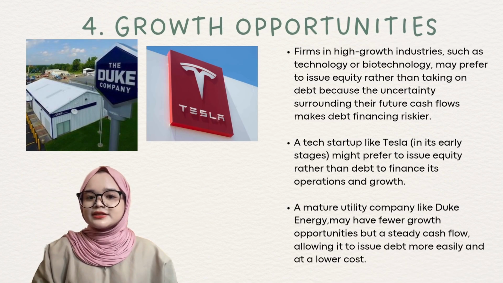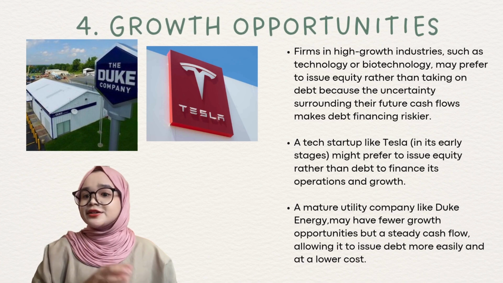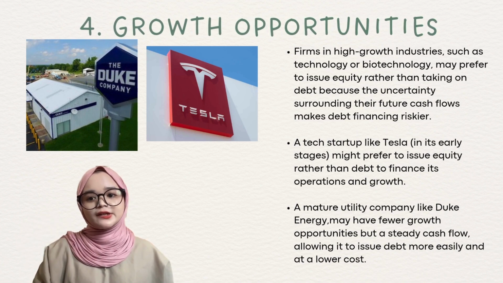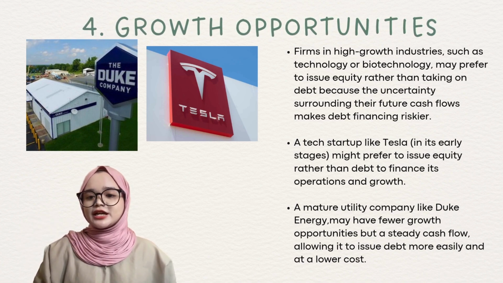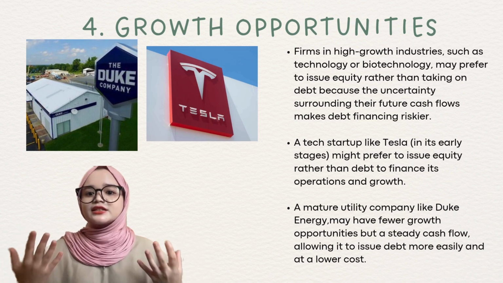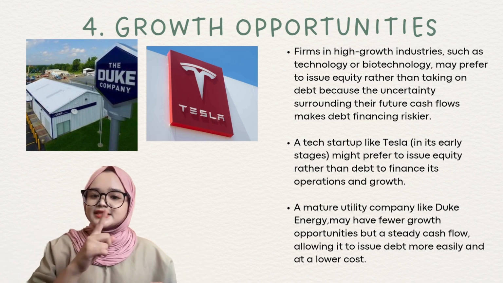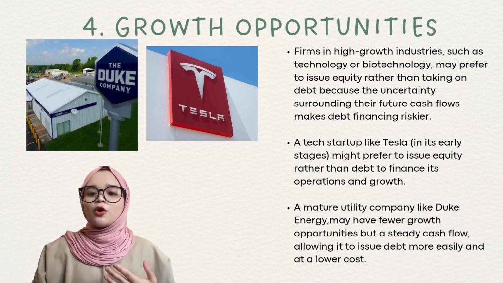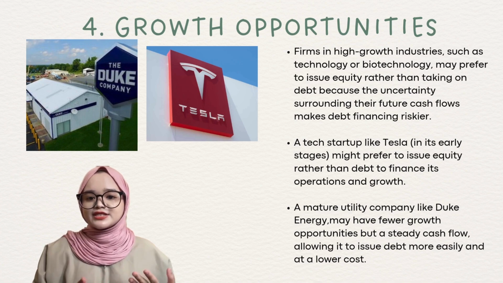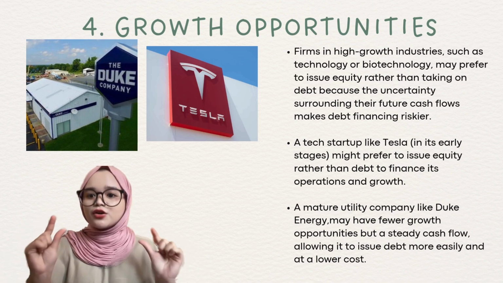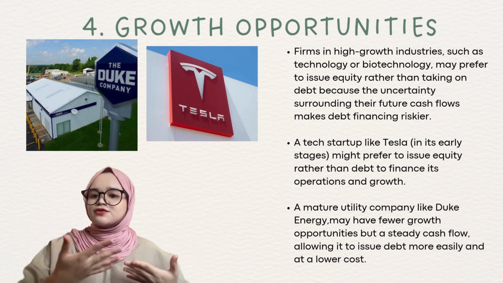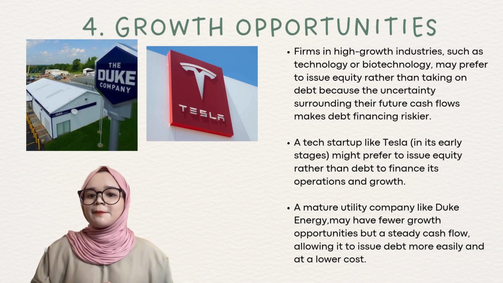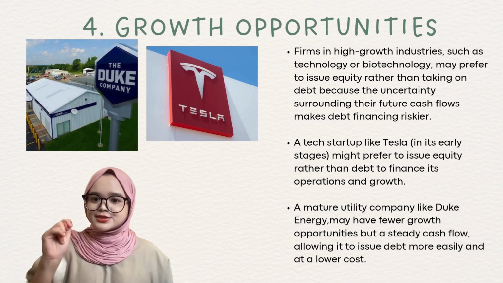For example, a technology startup like Tesla in its early stage might prefer to issue equity rather than debt to finance its operation and growth, as the company is at high risk. And the second example is Duke Energy, which operates in a regulated and relatively stable industry, may have fewer growth opportunities but steady cash flows, allowing it to issue debt more easily at a lower cost.